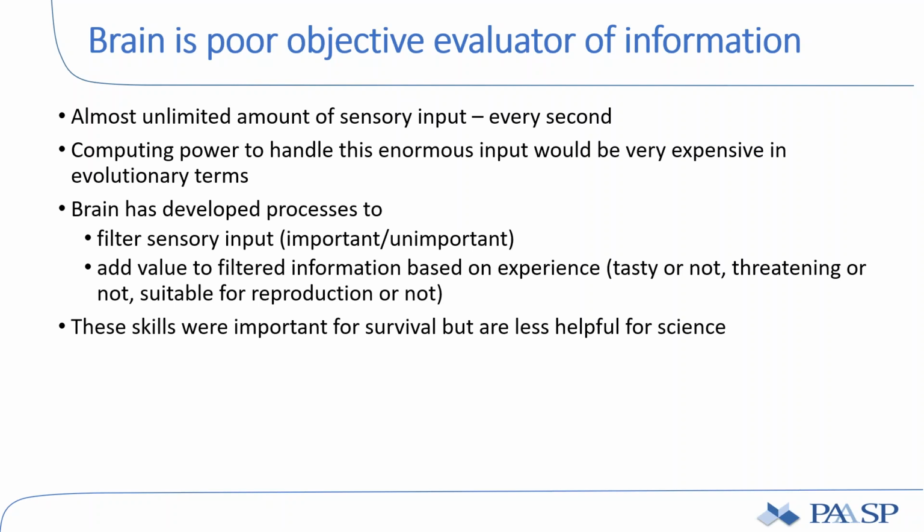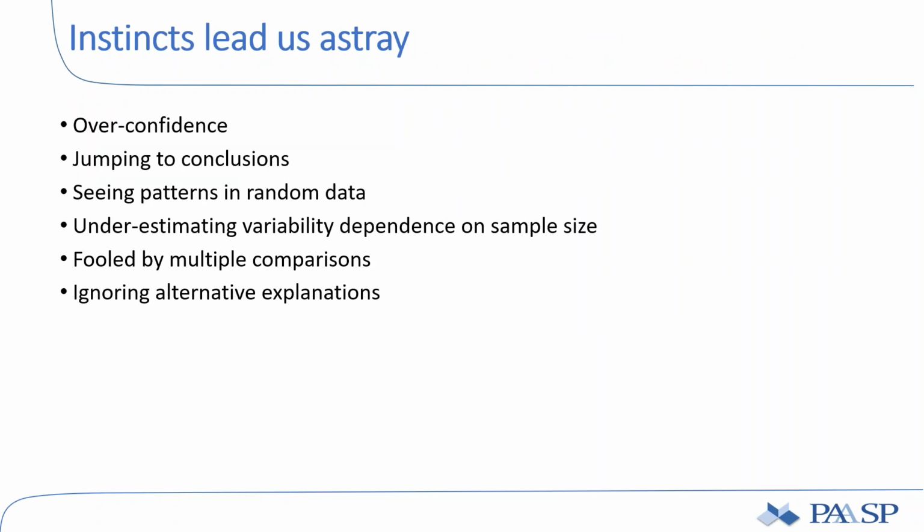These skills were important for survival as a species, but they are less helpful for today's science. Our instincts can often lead us astray. We as humans tend to be overconfident, jumping to conclusions, seeing patterns in random data, underestimating variability dependence on sample size. We are fooled by multiple comparisons and we ignore alternative explanations.